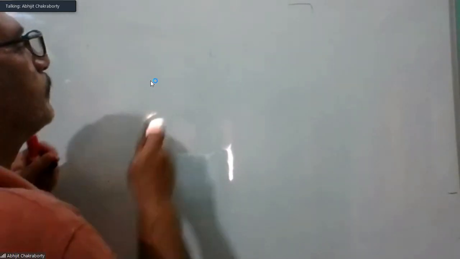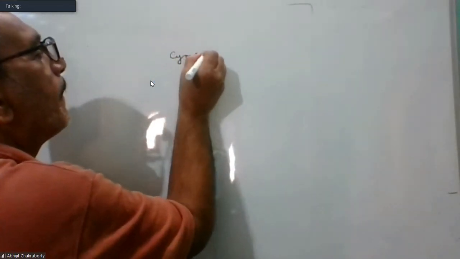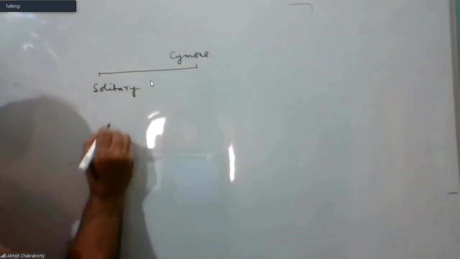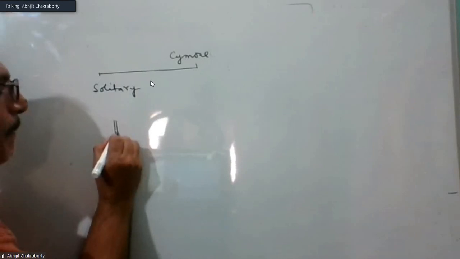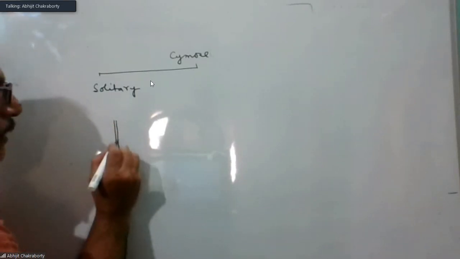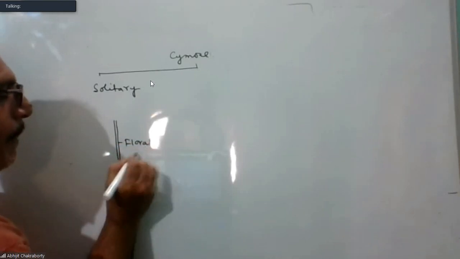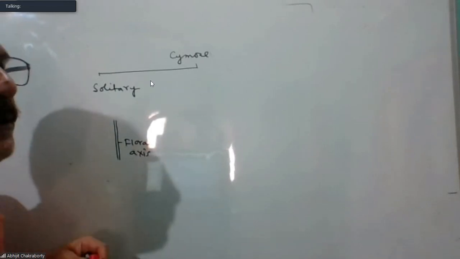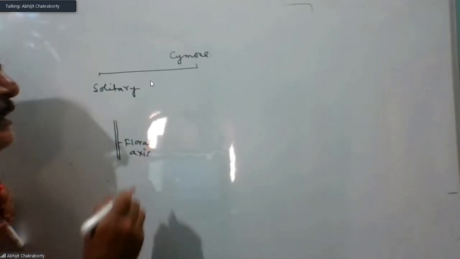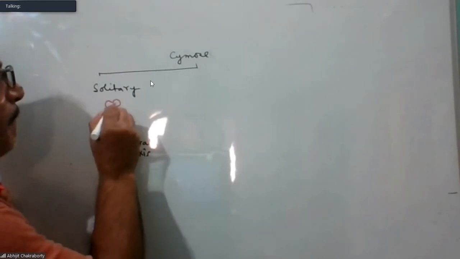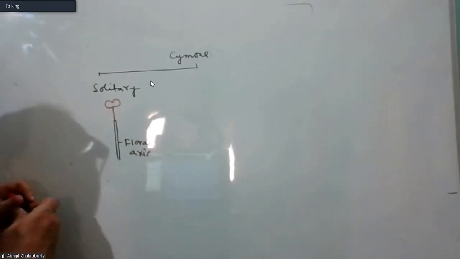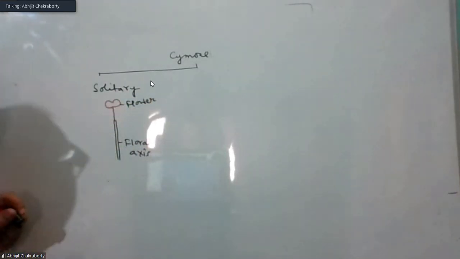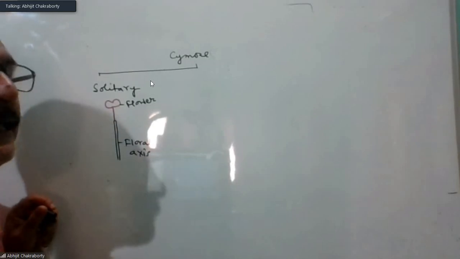Now cymose. First one is solitary. What happens in solitary? How many categories of cymose are there? How many types of cymose are there? Three.